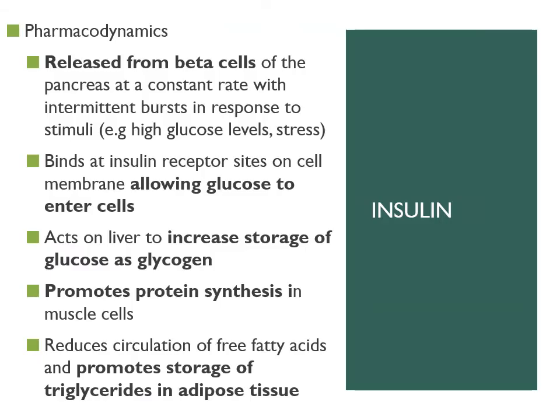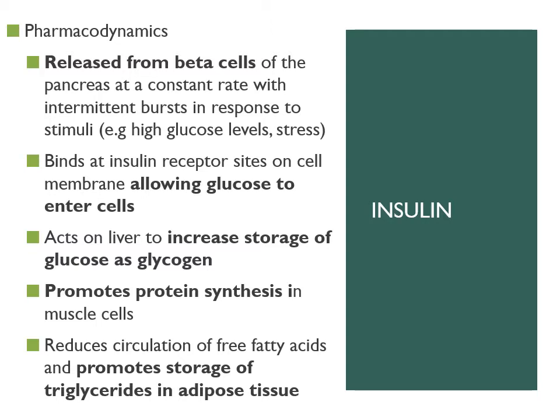So what is going on with insulin? Well, we know it's released from the beta cells, and that generally tends to be a constant rate, but there may be intermittent bursts when there are reasons where the body needs higher glucose levels, such as in time of stress. We often see that in the hospital when patients undergo surgery, for example. We see higher needs for insulin, and sometimes patients need to be started on insulin.